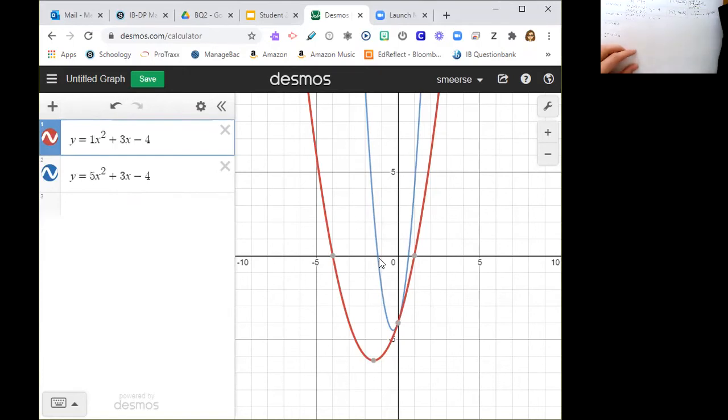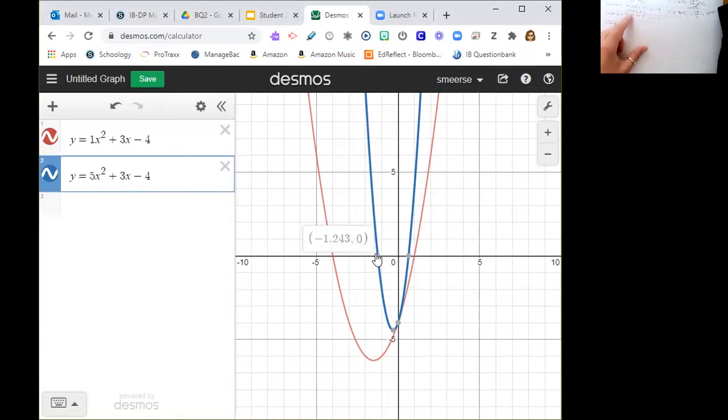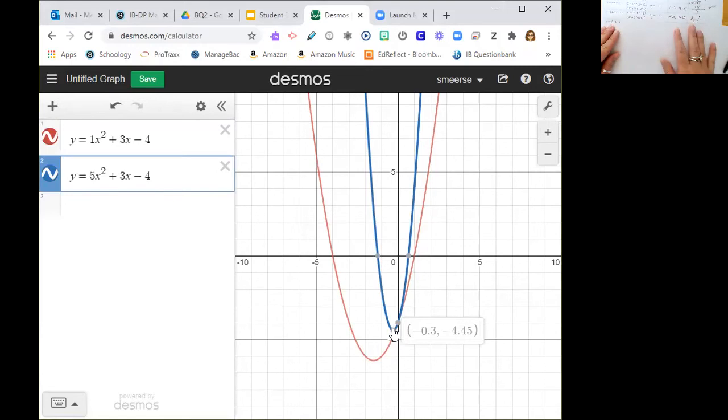All right, the next one, let's check everything. Okay, first, let's check this. All right, let's see, we got negative 1.24. Got it, good. We got positive 0.643, great. Y-intercept of -4, that should be the same because the C is the same. Let's check our vertex, -0.3 and -4.45. Excellent.